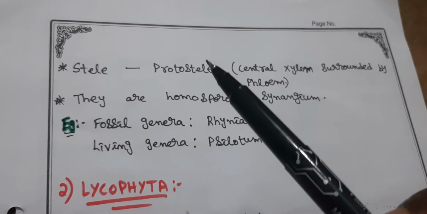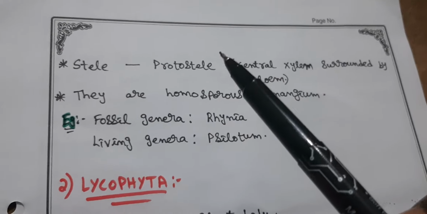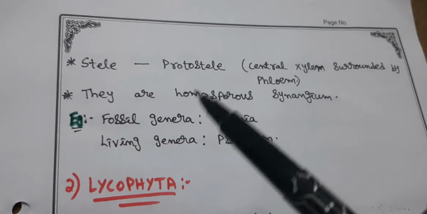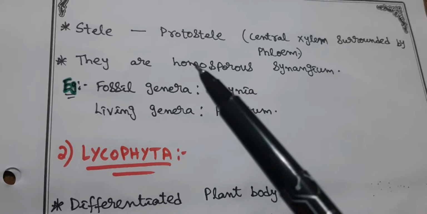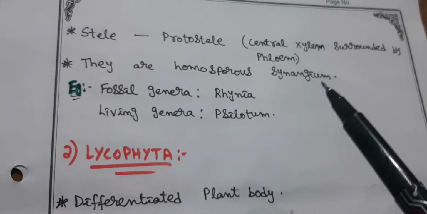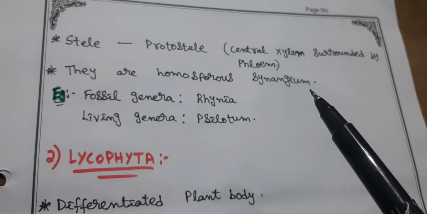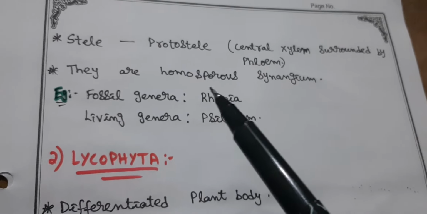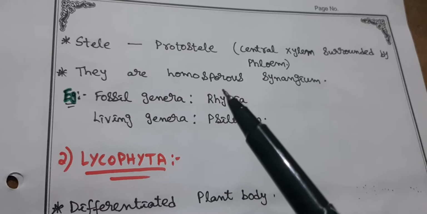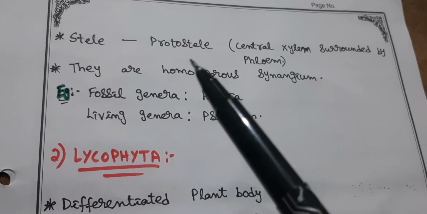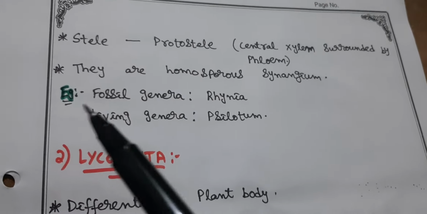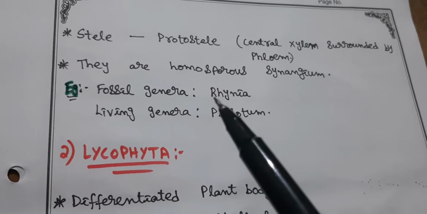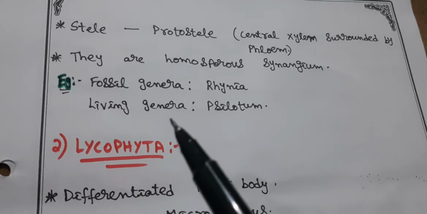About the whole stellar evolution in pteridophytes, I'll make a separate video. You don't need to worry. They are homosporous synangium. Synangium means the spore bearing organ. Homosporous means the spores which are produced are of equal size and shape. Example fossil genera, example is Rhynia, and living genera, example is Xylotum.